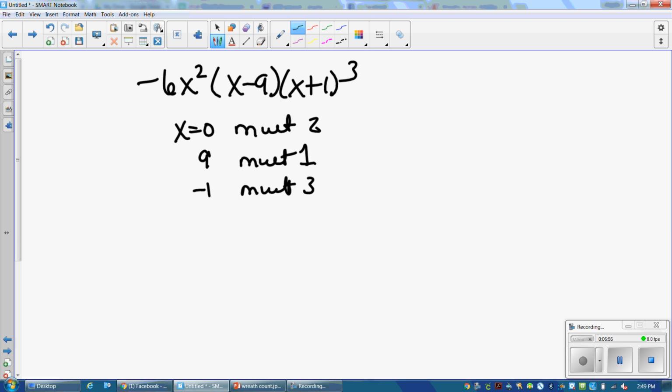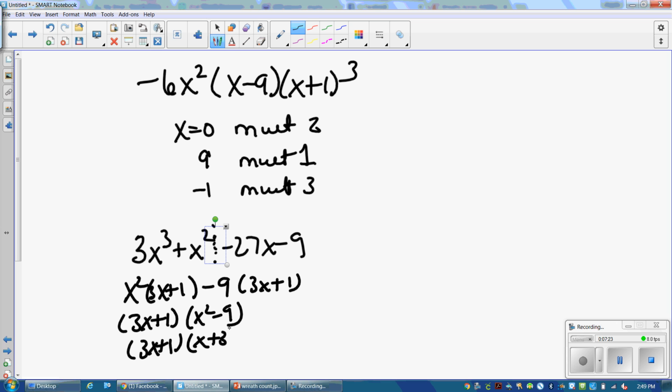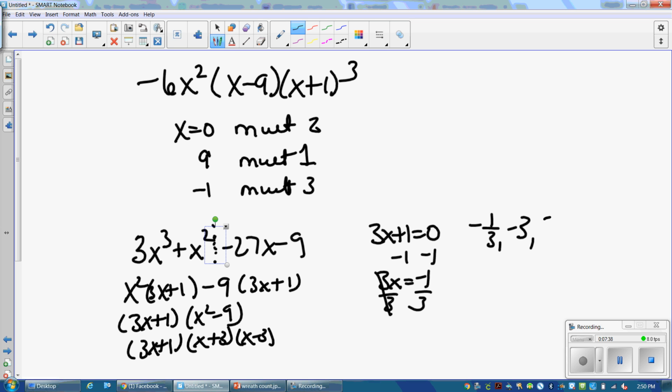13, you're going to have to factor. It's 3x cubed plus x squared minus 27x minus 9. Factor by grouping. X squared times 3x plus 1, and then minus 9 times 3x plus 1. It'd be 3x plus 1 times x squared minus 9, and x squared minus 9 factors to x plus 3, x minus 3. So my zeros are going to be, if you set 3x plus 1 equal to 0, you get negative 1/3. So negative 1/3, negative 3, and 3.